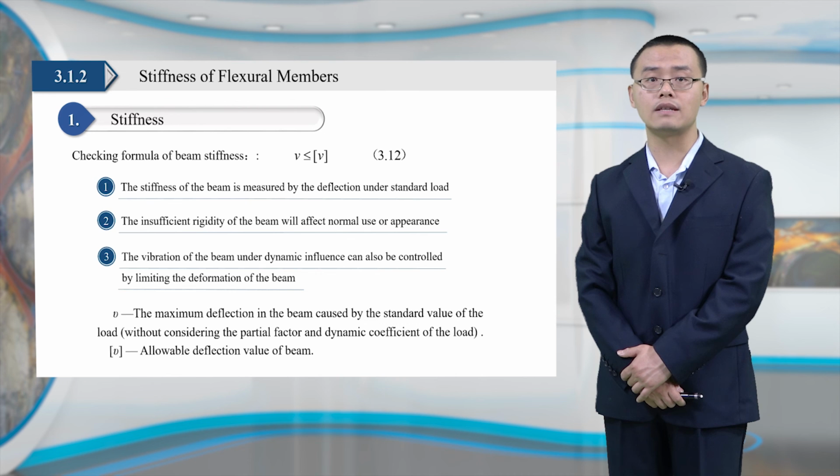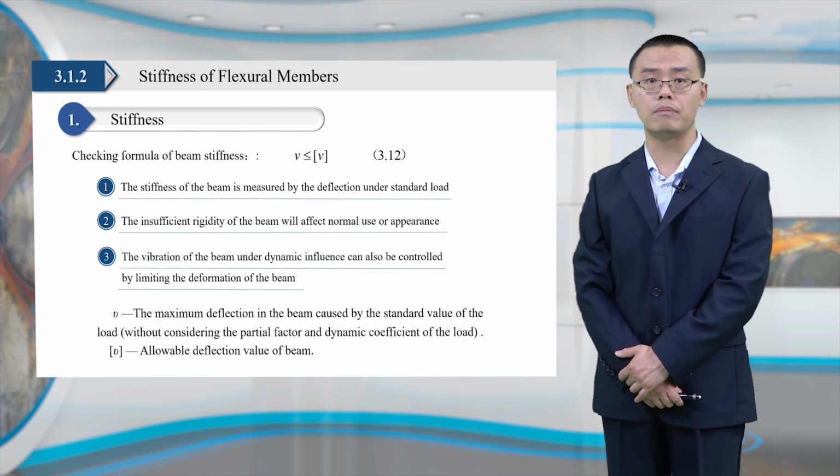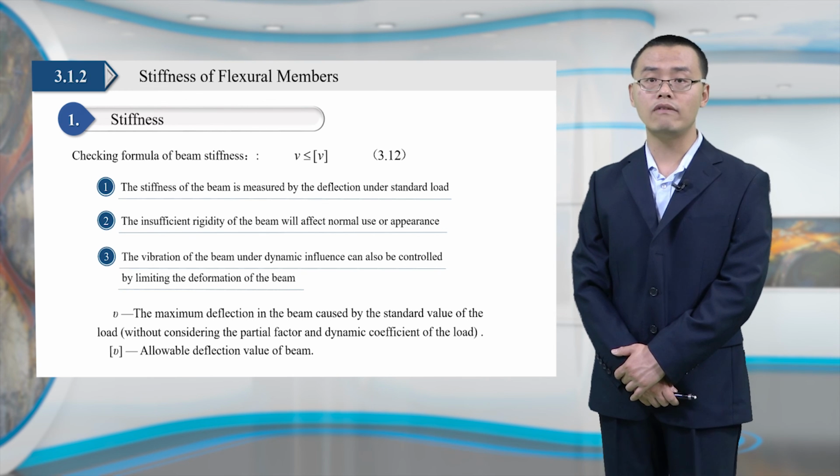Checking beam stiffness is expressed as formula 3.12. The stiffness of the beam is measured by the deflection under standard load. Insufficient rigidity of the beam will affect normal use or appearance. The vibration of the beam and dynamic influence can also be controlled by limiting the deformation of the beam. V is the maximum deflection in the beam caused by the standard value of the load without considering the partial factor and dynamic coefficient of the load. Allowable V is the allowable deflection value of the beam.